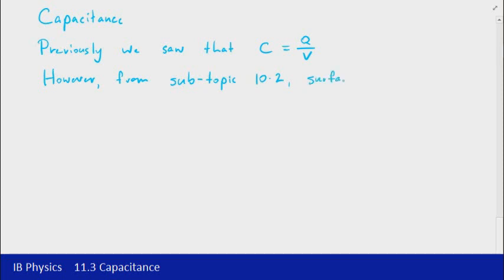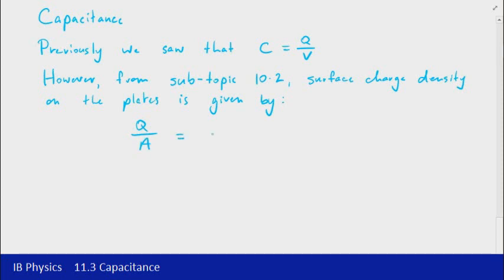Surface charge density is a particular phenomenon that we looked at then that relates to what we're talking about here as well. Surface charge density on the plates is given by this equation. It is the amount of charge over the area of the plates, and it's given by the permittivity of free space multiplied by the potential difference over the distance between the two plates.